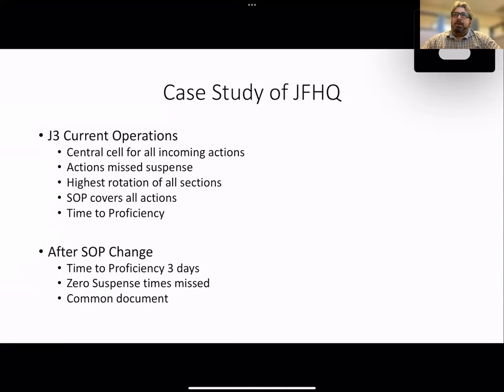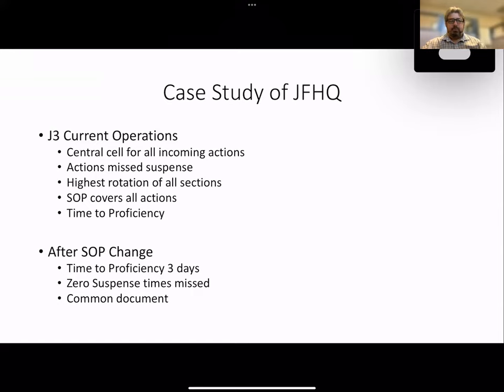The SOPs were very wordy and very hard for someone to actually look through. Time to proficiency on this one was about 30 days. So that's a lot of time for somebody coming into a high speed area and then having about a rotation out in 3 months.